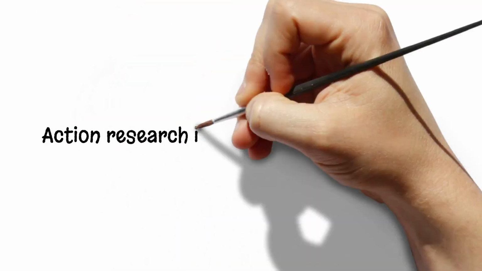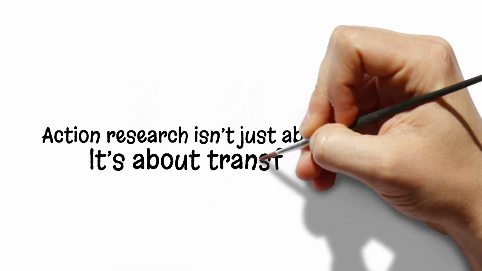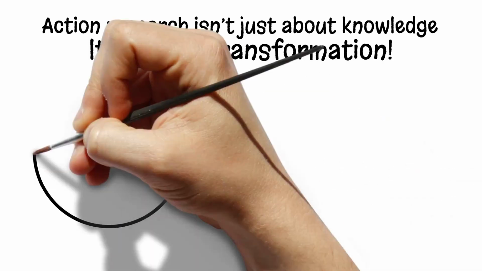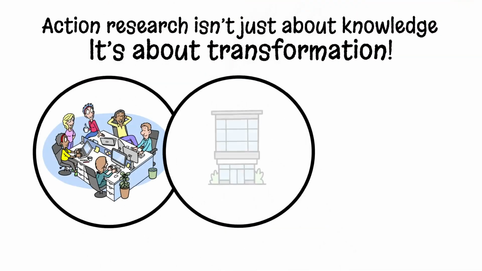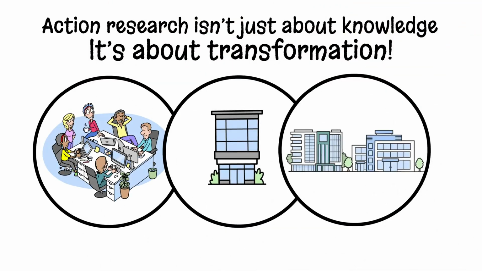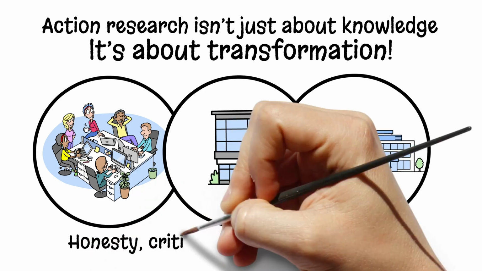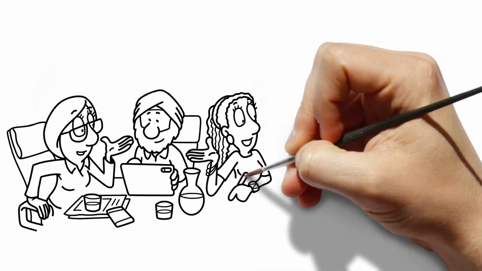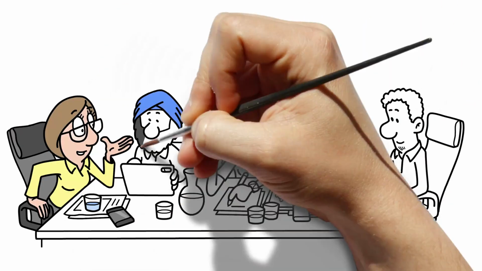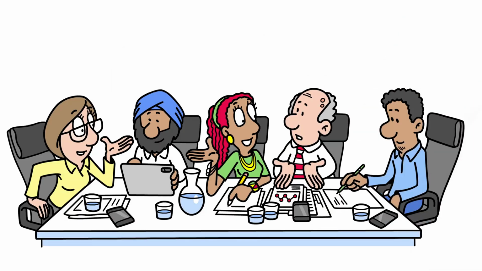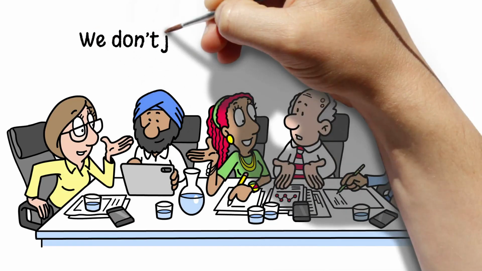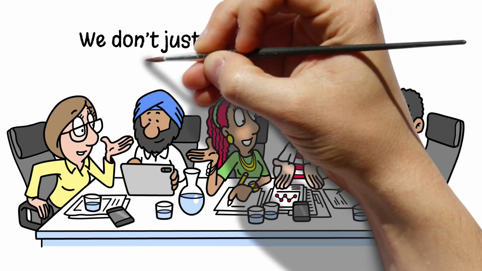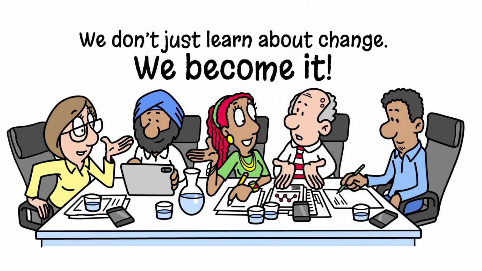Action research isn't just about knowledge, it's about transformation. It takes place in teams, in departments, even across organizations. Its rigour doesn't come from distance. It comes from honesty, critique, and actionable insight. In every cycle, we move through experience, understanding, judgment, and finally, decision. And through that process, we don't just learn about change, we become it.